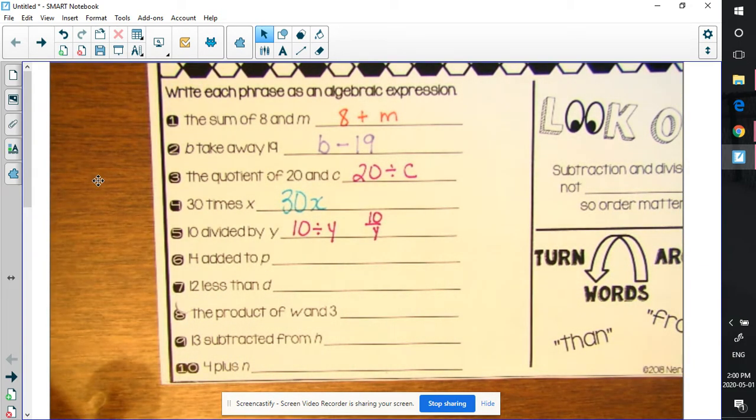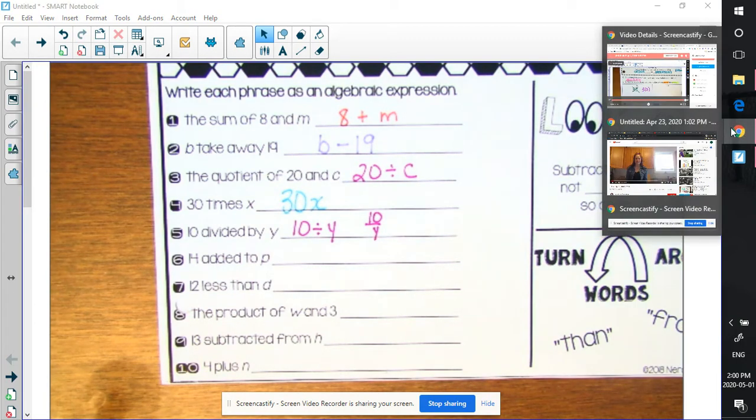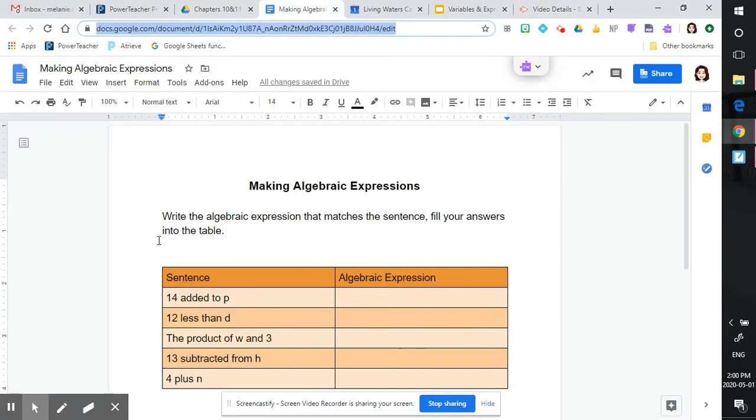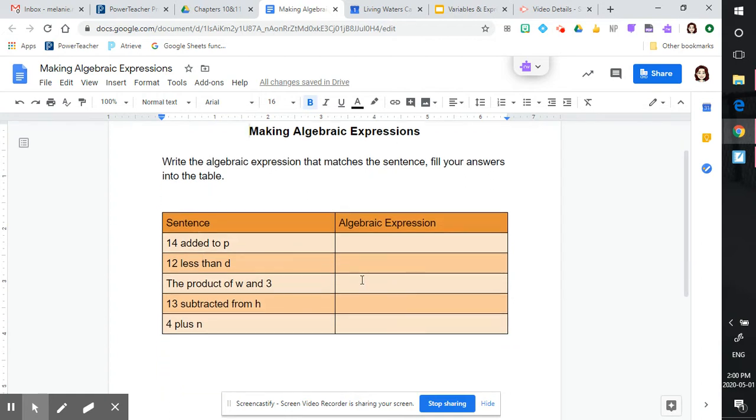So when you go to the Google document, it looks like this. Write the algebraic expression that matches the sentence, fill your answers into the table. So you're gonna put your answers over here. So let's do the first one together. 14 added to P. That's gonna be 14 plus P. So that would be your answer. Then you're gonna continue and do the other 4.